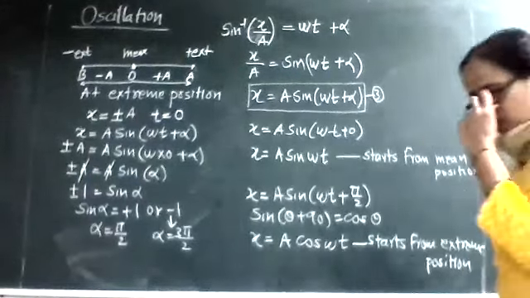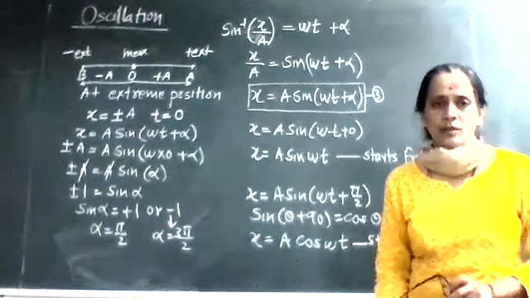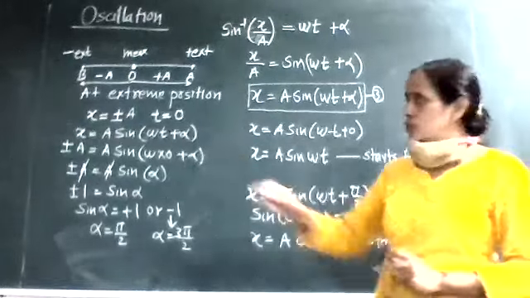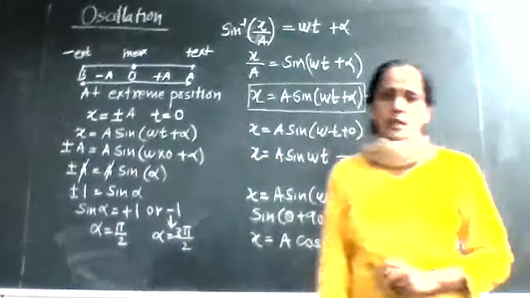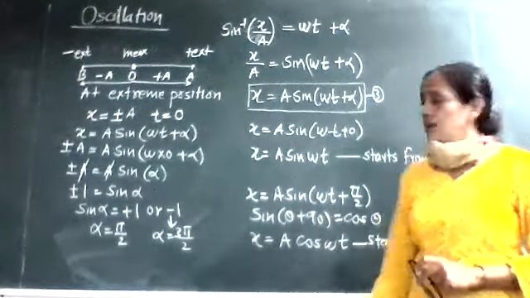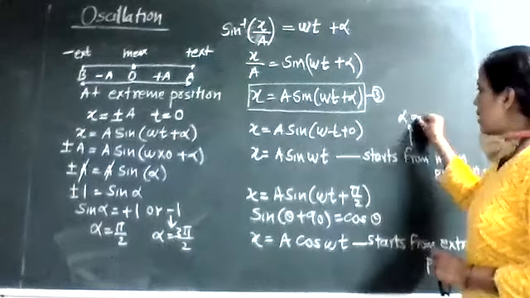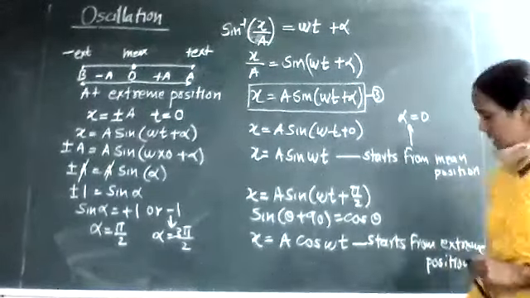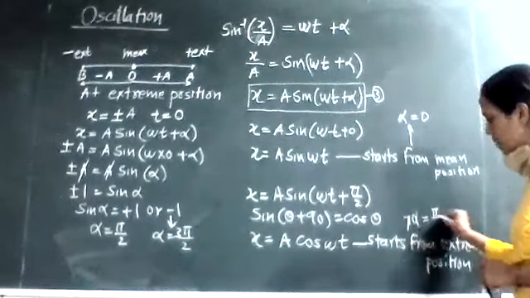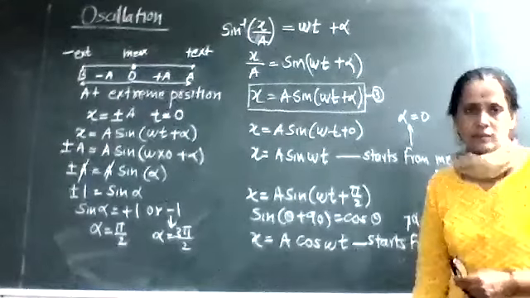A very important thing you have to remember: mean position means x is zero. Extreme position means both extremes, plus or minus, so x is equal to plus or minus A, and using that we can find the equation. One more important thing: when the particle starts from mean position, your alpha value is 0, and when the particle starts from extreme position, your alpha value is pi by 2. You have to remember this for MCQ questions.